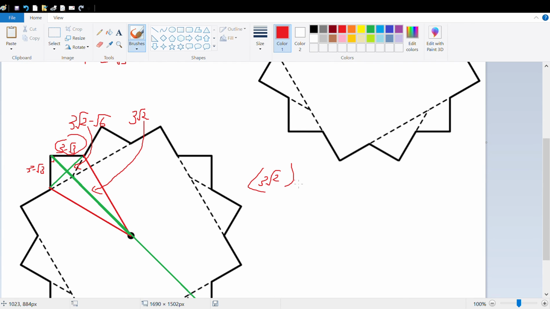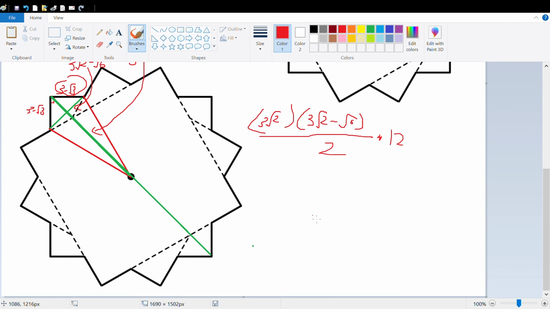So 3 root 2 times 3 root 2 minus root 6, over 2, and that's the area of one of these kites, but we have 12 of them in total, and that's going to be our final area. So now we just have to evaluate this. We have 18 root 2 times 3 root 2 minus root 6. And that's going to be 108 minus 36 root 3.